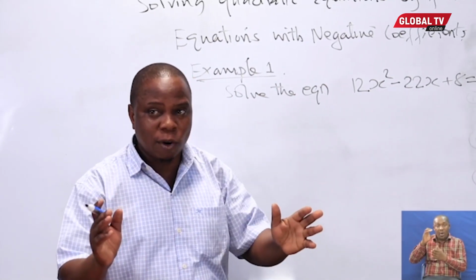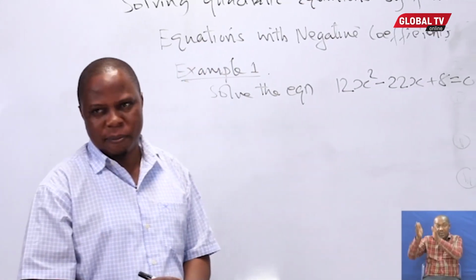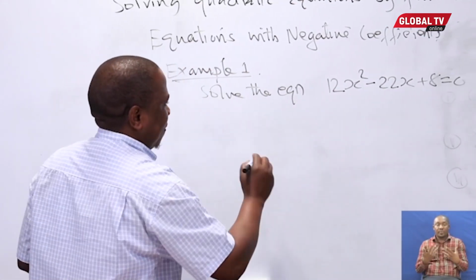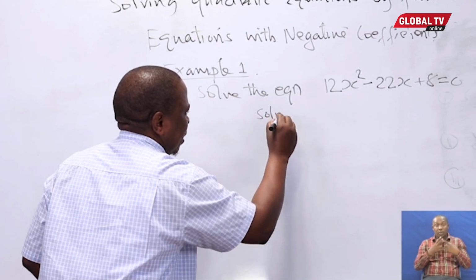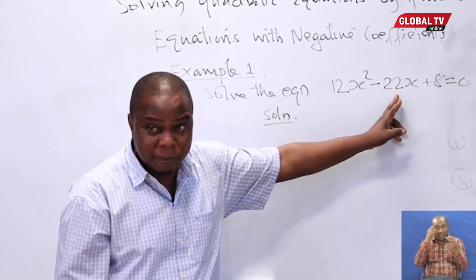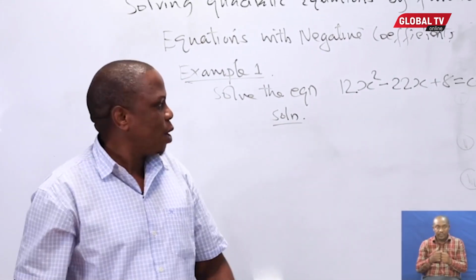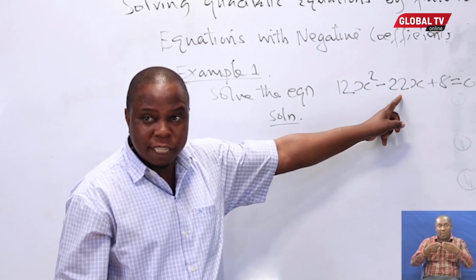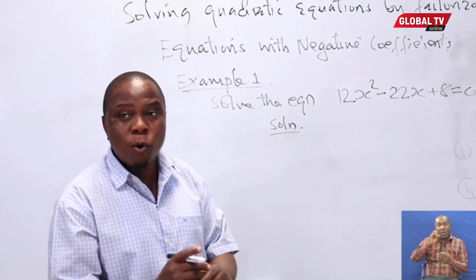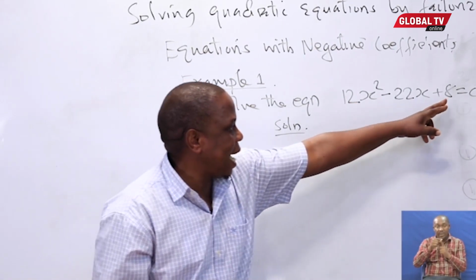I think you remember what the coefficients are. Coefficients are these numbers which are written here, and this is the constant term. As for the previous examples, you write here solution. Now, you need two numbers. We solve by splitting the middle term. We need two numbers whose sum will give us the coefficient of the middle term and whose product will give us the product of this and this.